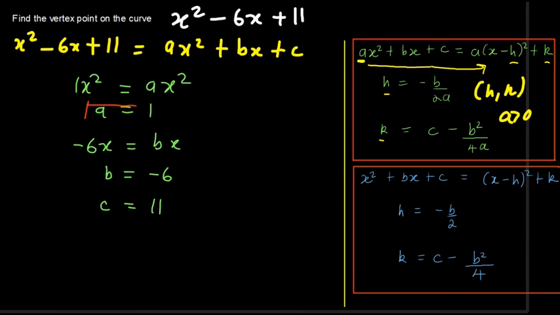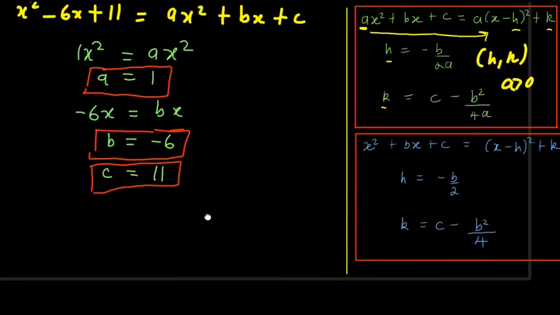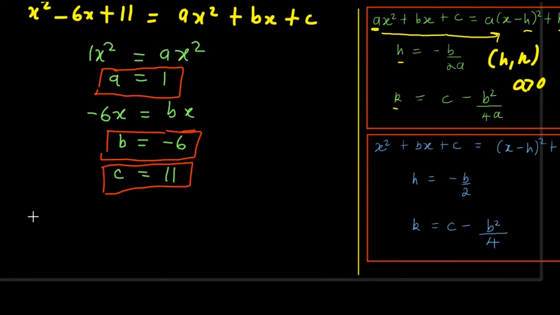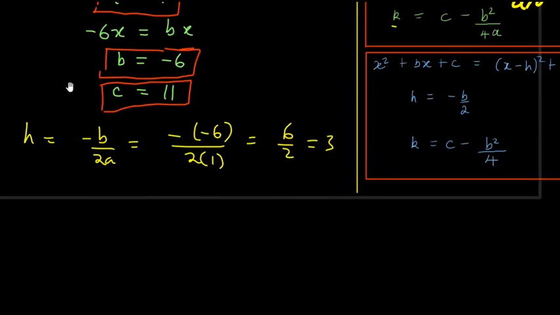So we have our a here, our b here, and our c here. Now just calculate h and k. h is equal to minus b over 2a, which is minus minus 6 over 2 times 1, and 6 over 2 is 3.